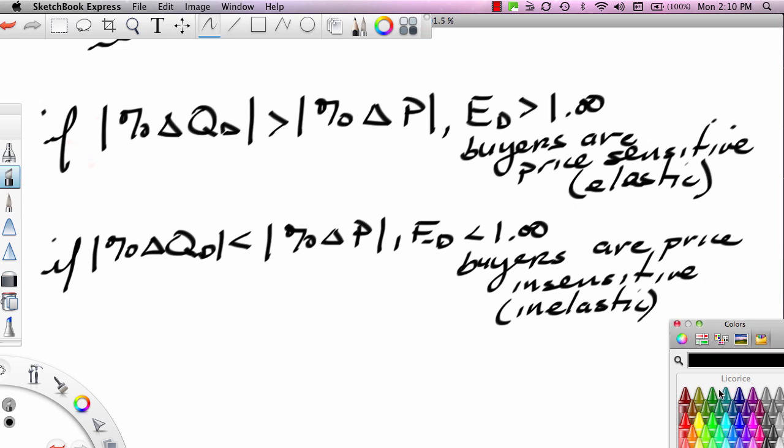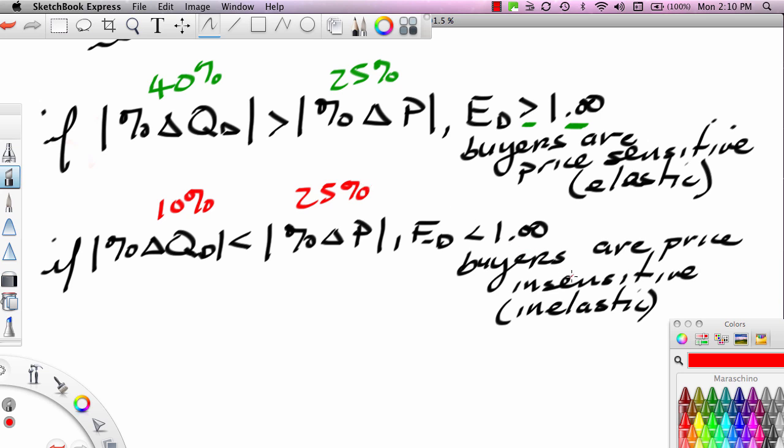If this is 40%, if this is 25%, this has to be greater than 1. If this is 10% and this is 25%, this has to be less than 1. Okay? All right, and of course there's a third possibility.